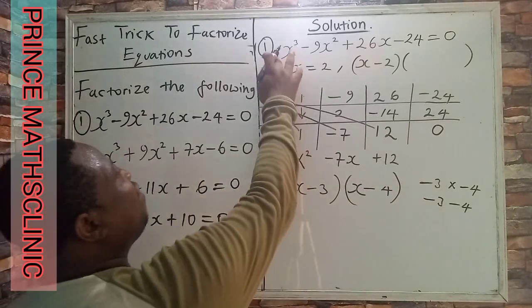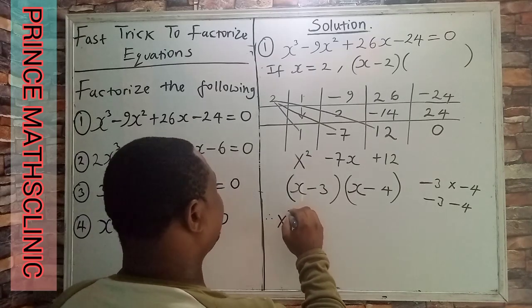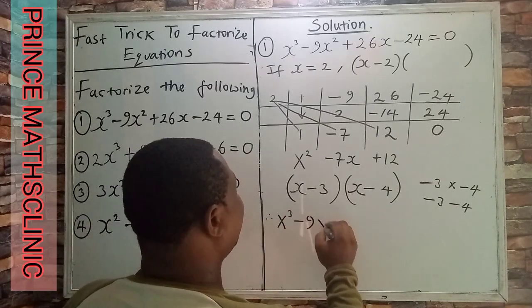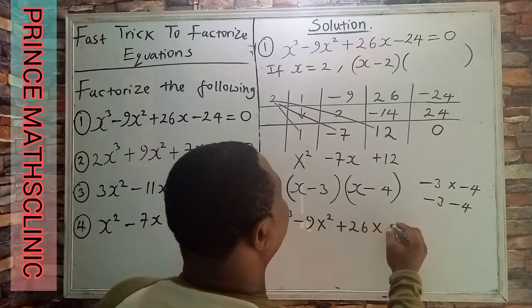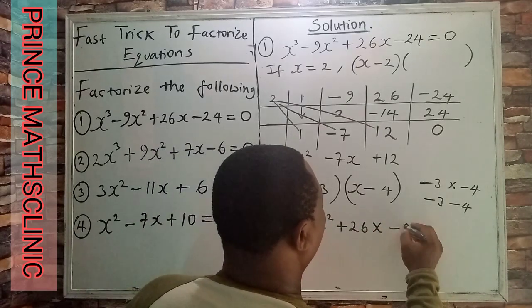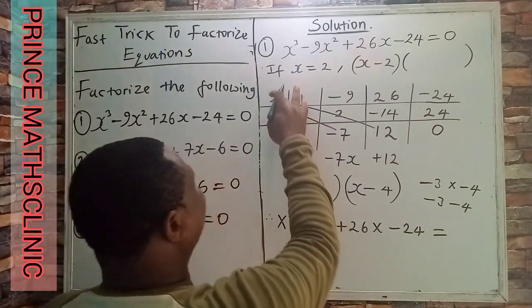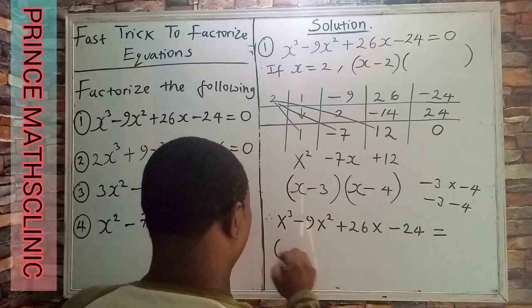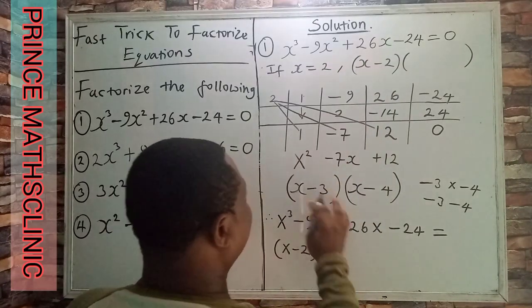Therefore, that means that if I factorize this, x to the power of 3 minus 9x squared plus 26x minus 24, it is the same thing as, remember the first factor is x minus 2. The second one is x minus 3.